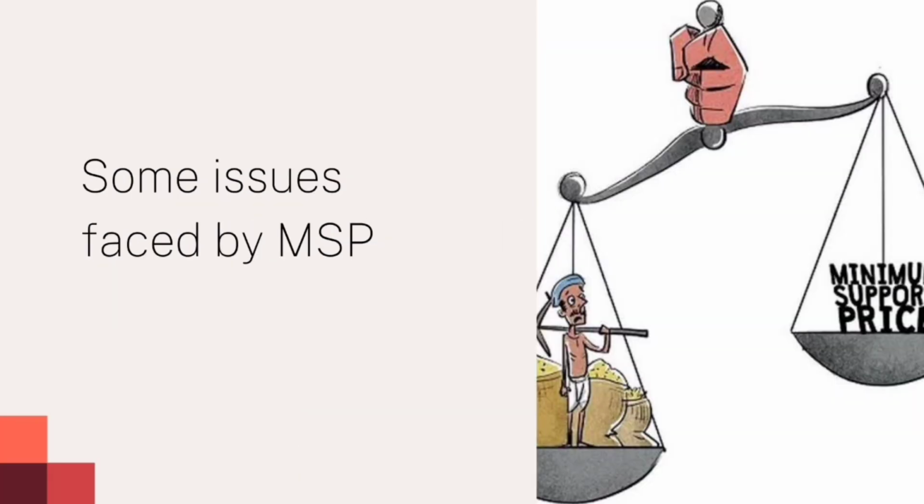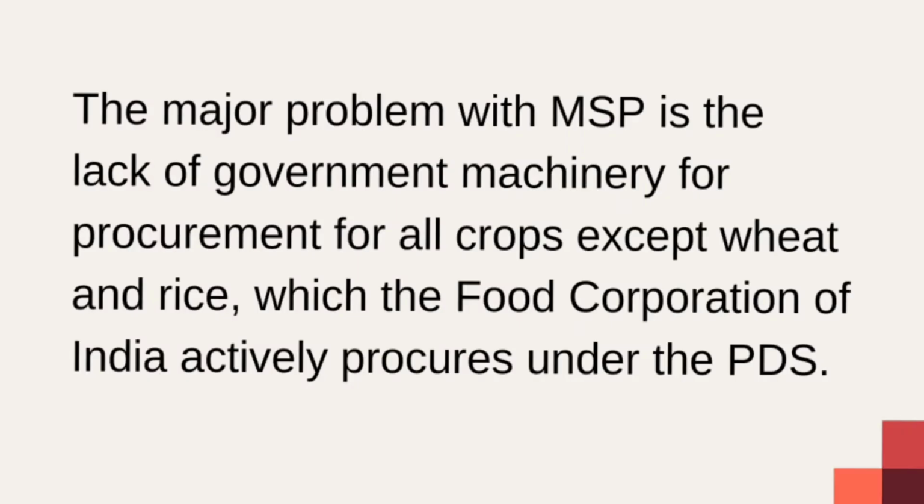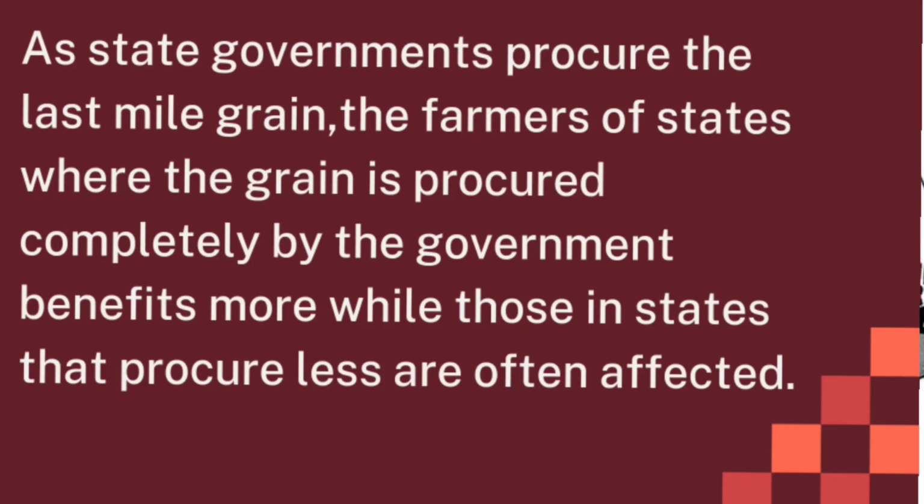Now let's look at some issues with MSP. The major problem with the MSP is the lack of government machinery for procurement for all crops except wheat and rice, which the Food Corporation of India actively procures under the PDS. As state governments procure the last mile grain, the farmers of states where the grain is procured completely by the government benefit more, while those in states that procure less are often affected.